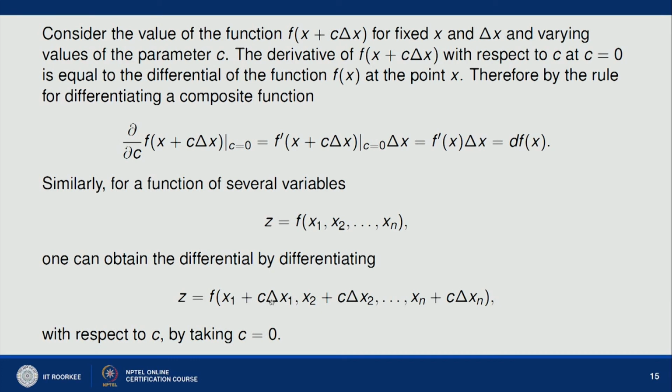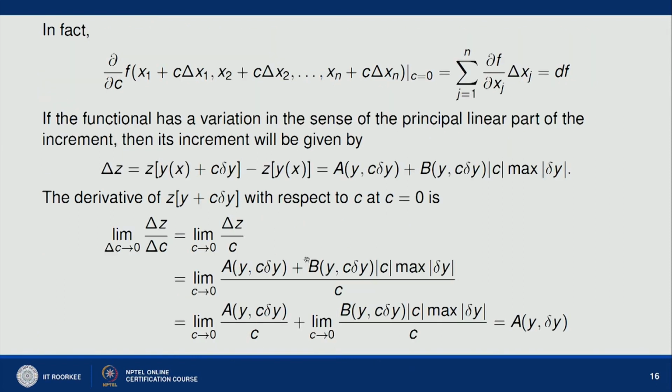So, here delta x1, delta x2, delta xn are all fixed. Similarly, x1 to xn are all fixed. Only thing is that c is a parameter which is varying. So, if you find the derivative of this with respect to c and take c equal to 0, whatever you get is nothing but the differential of this function f.